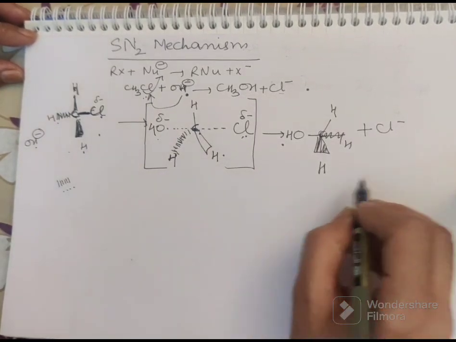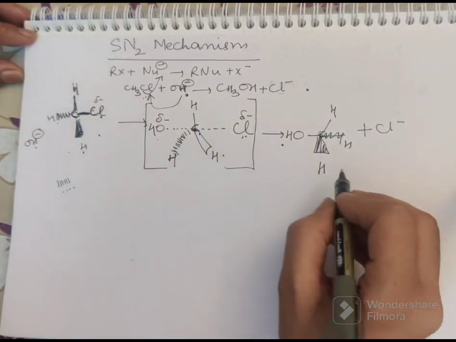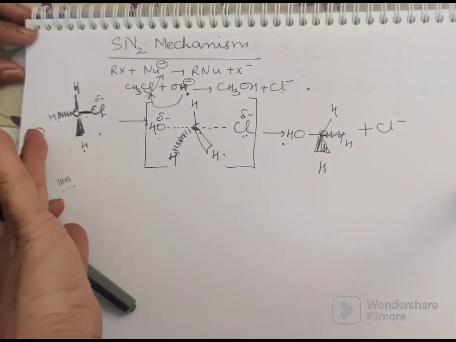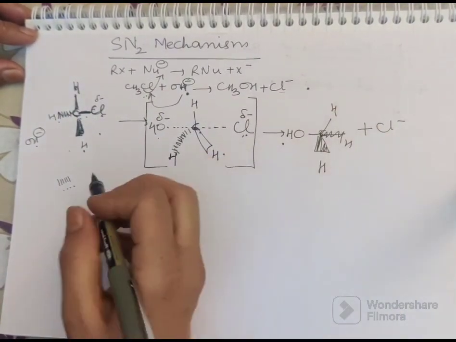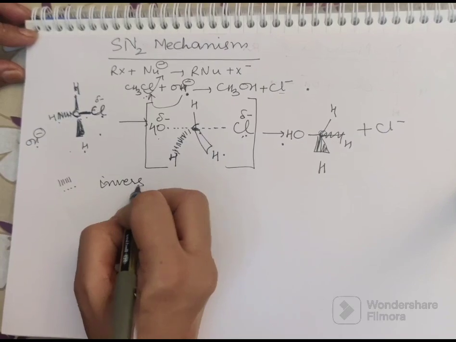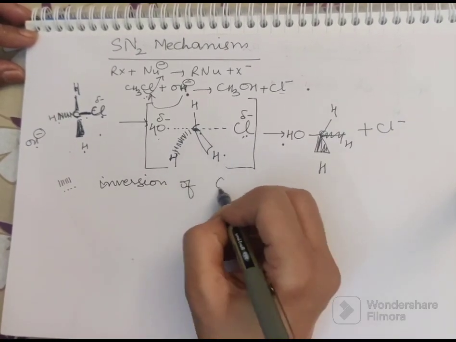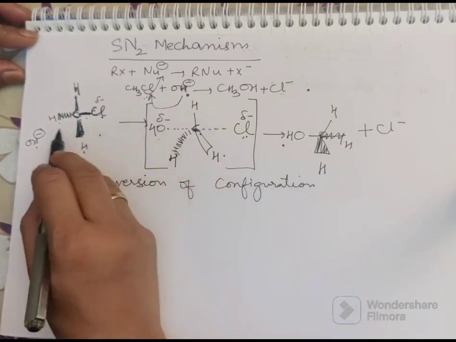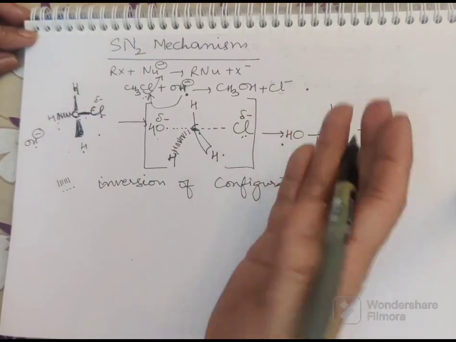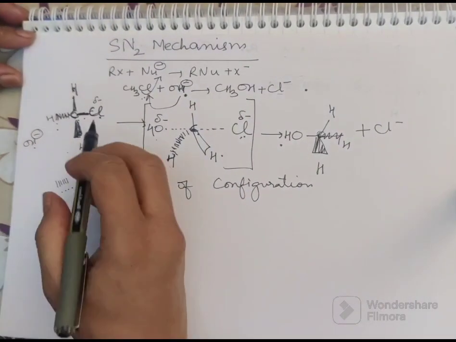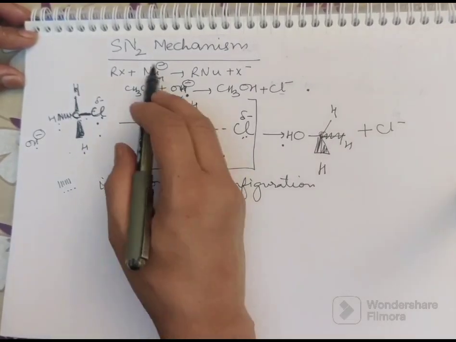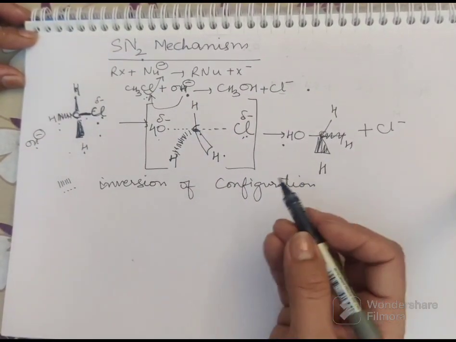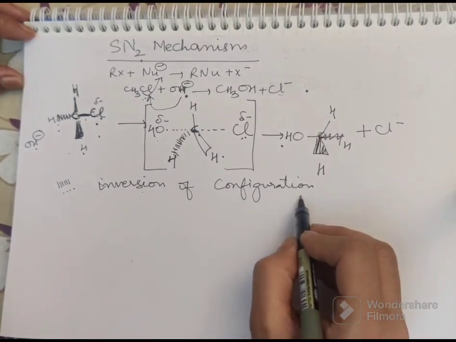Now in this, what has happened to the configuration? Cl was on the right hand side, but OH has got bonded towards the left hand side. We say there is inversion of configuration. It is inverted from the configuration with which the compound started. OH is on the opposite side of the leaving group. So the SN2 mechanism results in the inversion of configuration.